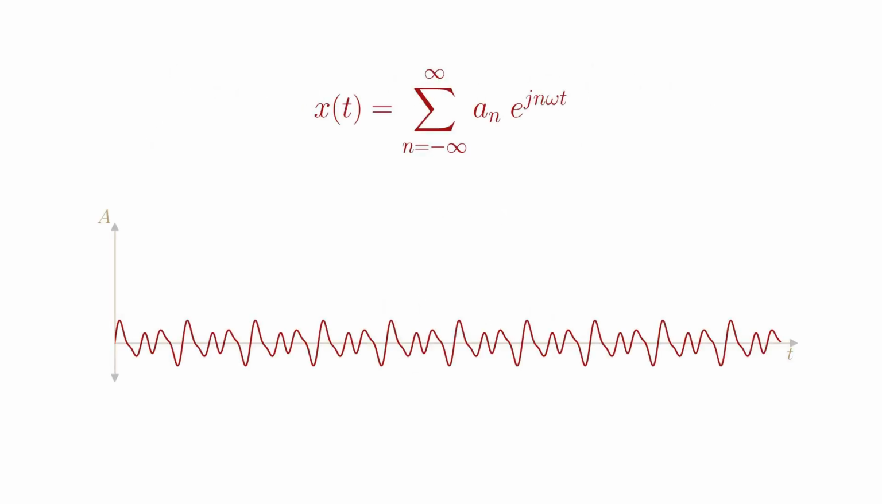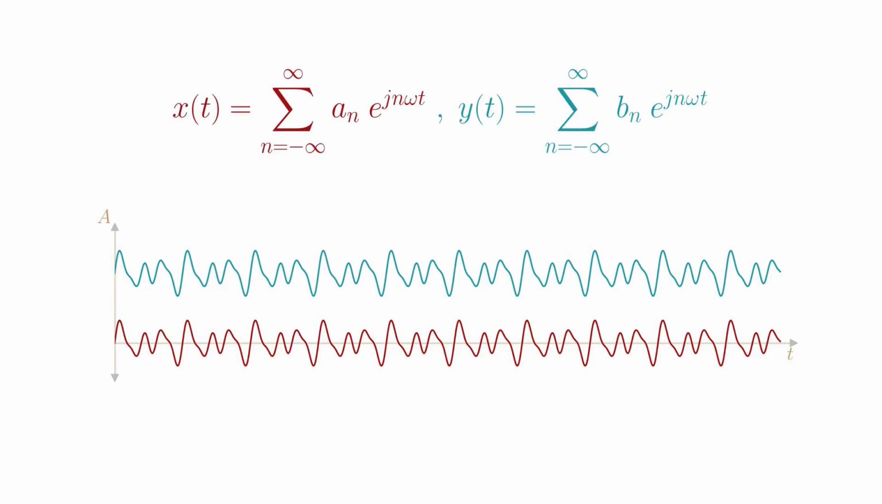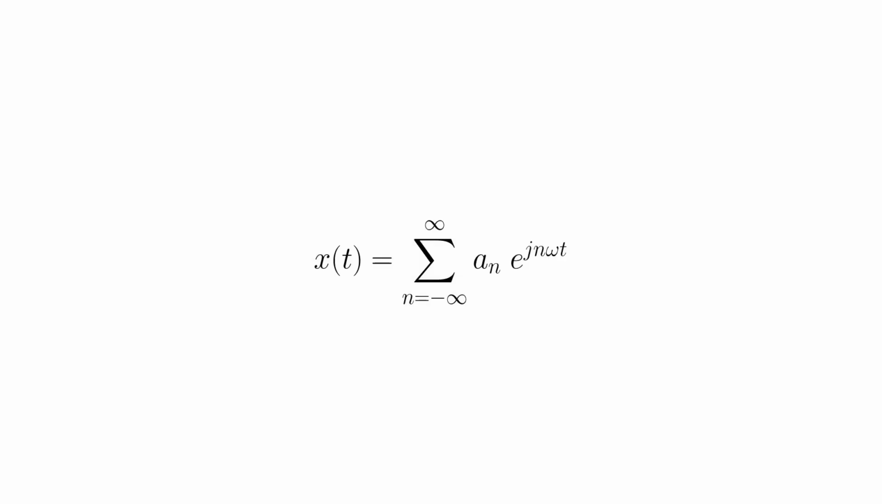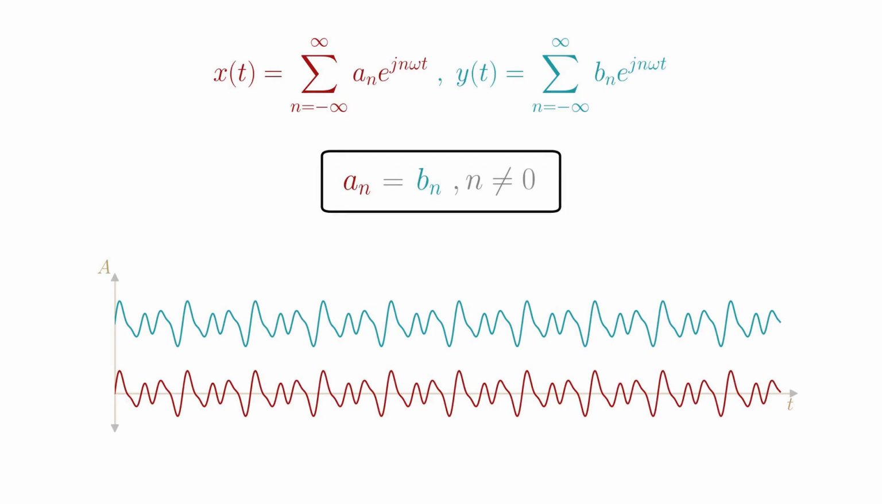Now let's consider this periodic signal and shift it to get a new signal. How do you think AN is related to BN? The two signals look pretty similar. Note that this equation also includes a constant term to account for any shift in the amplitude. Ah, nice. So here, only the constant term is different?